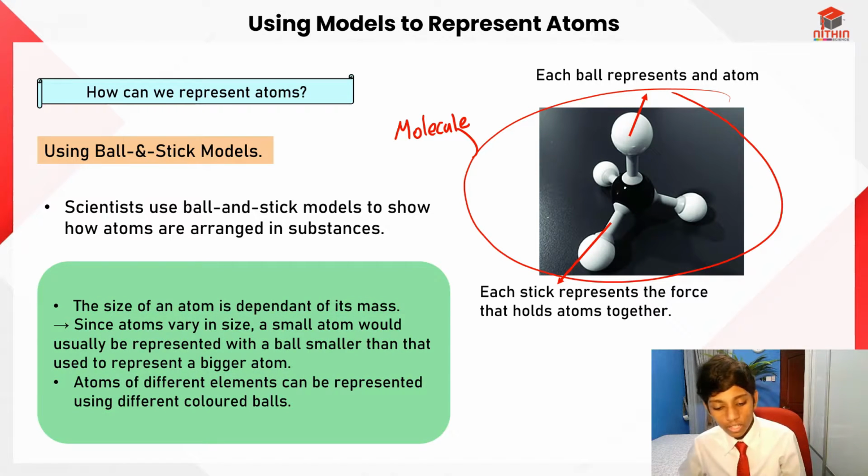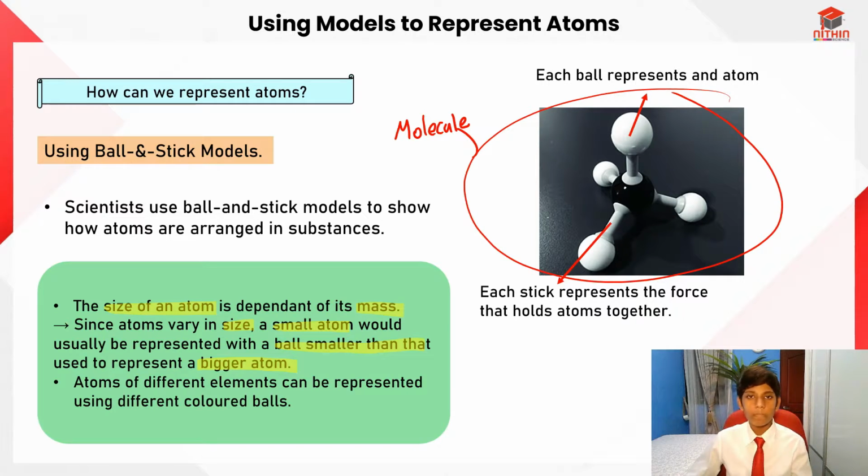Next, the size of an atom. The size of an atom is dependent on its mass. Each element has its mass number, right? Due to this mass number, we will know the mass of the atom. If hydrogen has a certain mass, the atom will have a certain mass. That's what we can learn from the periodic table as well. Since atoms vary in size, a small atom would usually be represented with a ball smaller than that used to represent a bigger atom. This is pretty common sense. I hope you understood that.